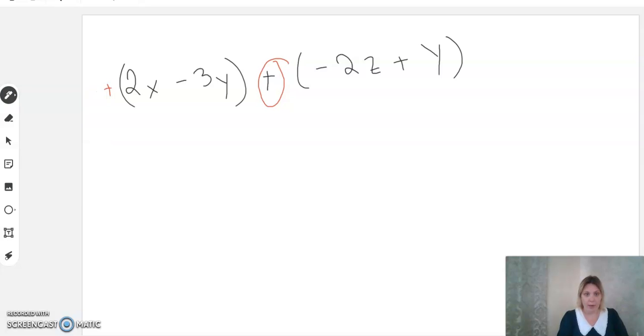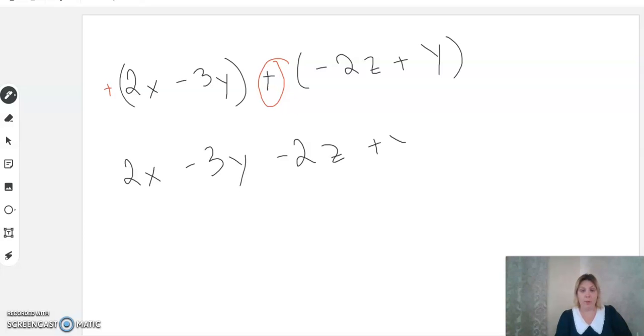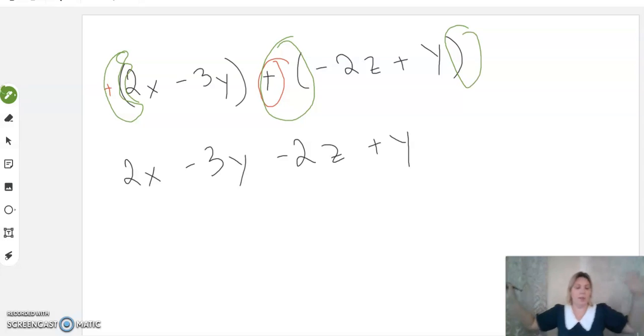Well, we're just going to write this out as if the parentheses are not there. 2x minus 3y. And yes, the plus goes with the parentheses. This one goes away. So since my parentheses and the plus go away, minus 2z plus y. Just like that. All of this together just disappears, and what you have left is your expression.